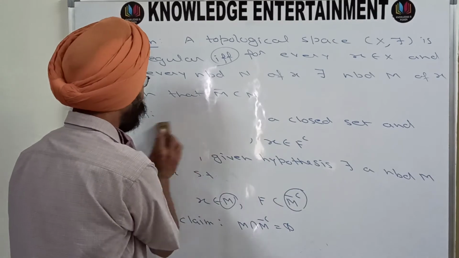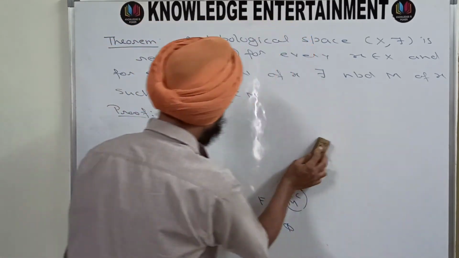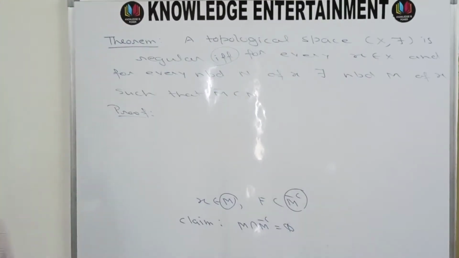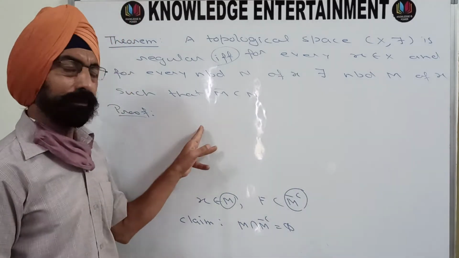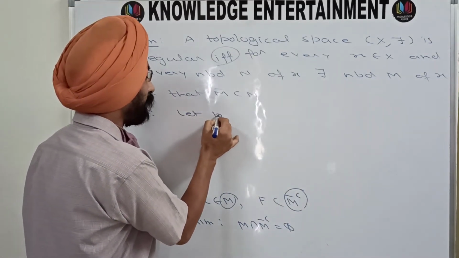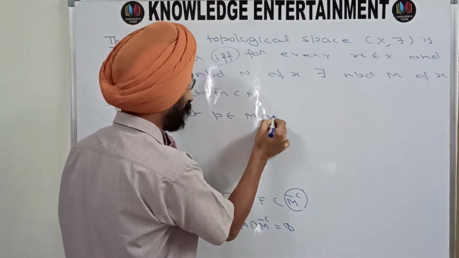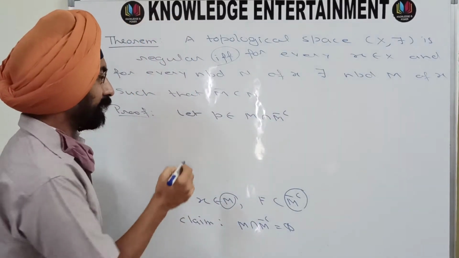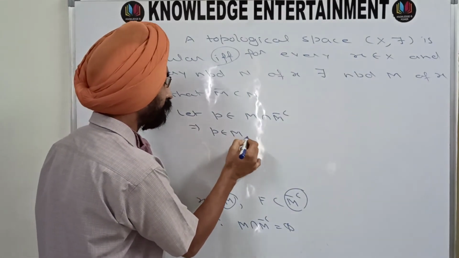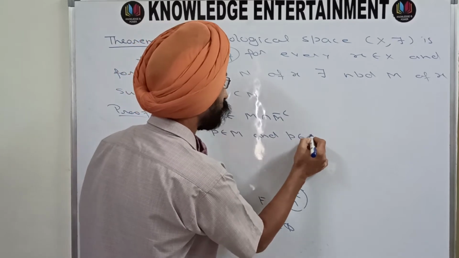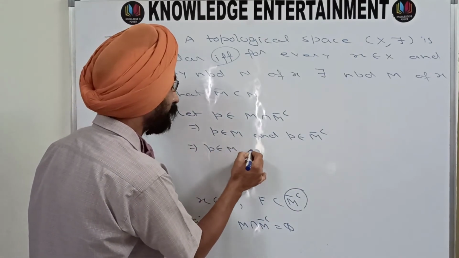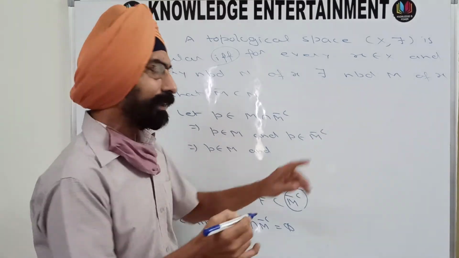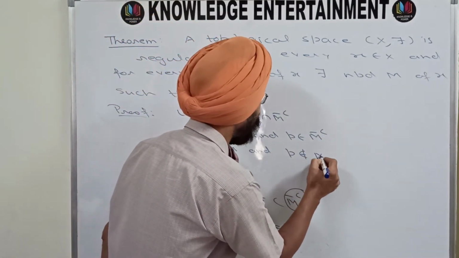Suppose, if possible, it is not phi. If it is not phi, there will be some point P in this intersection. So let P be a point in M intersection M bar complement. This means P belongs to M and P belongs to M bar complement. That means P does not belong to M bar.